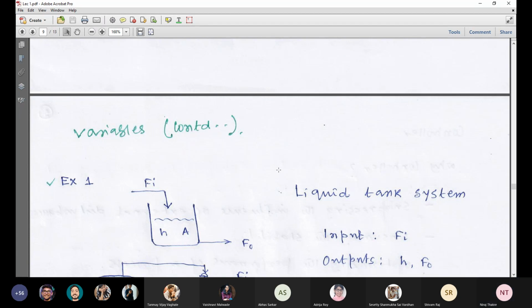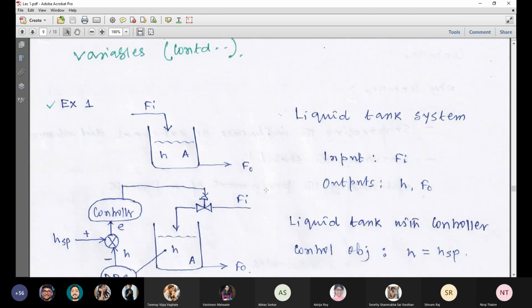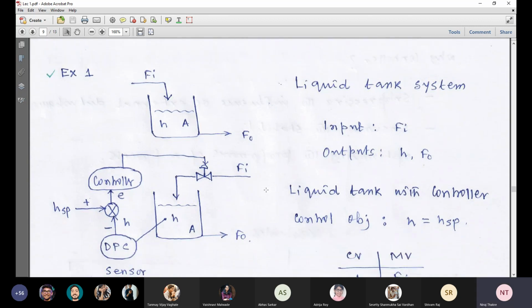Now, at first, we have classified the variables into two categories. One is input, another one is output. So obviously here Fi is the input variable and H and Fo are output variables. So this classification we can make for the open loop liquid tank system. And in the next phase, we will classify the variables for this example system in the closed loop case.